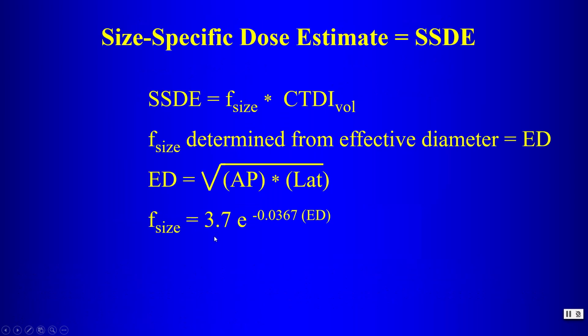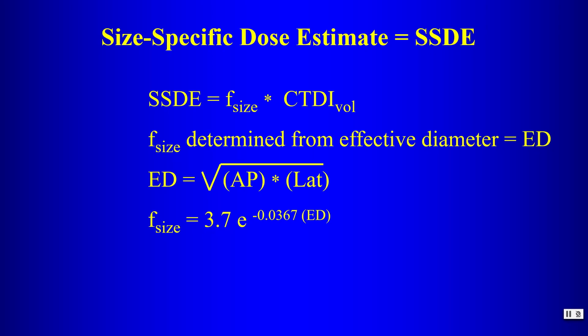So is there a way to take that into account? And that can be done using size-specific dose estimates, the SSDE. Here what we do is we have this parameter called F subscript size, and we can take the CTDIvol and multiply it by this factor, which changes depending on the size of the patient, to estimate how the size of the patient affects the actual absorbed dose that the patient is receiving.